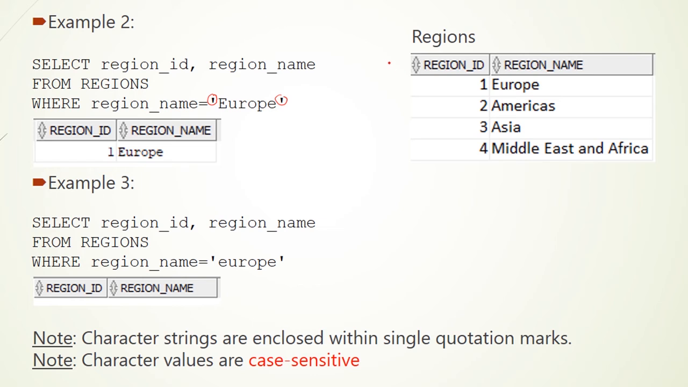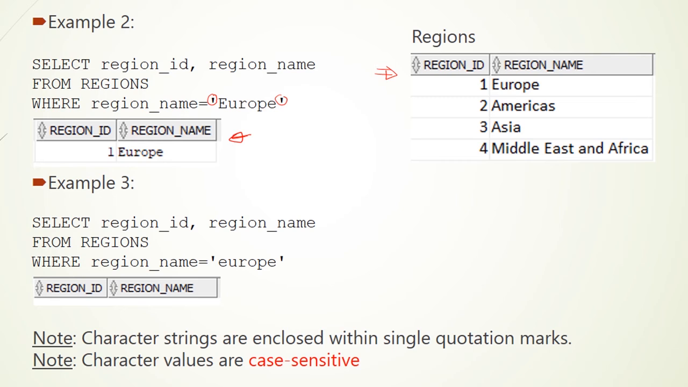Let's assume that this is the data stored in the regions table. These are all records in the regions table, and we want to retain only the region ID and region name, where the region name equals Europe. So as we can see, the select statement here retains only one record. The region ID is 1 and the region name, as we can see, is Europe.